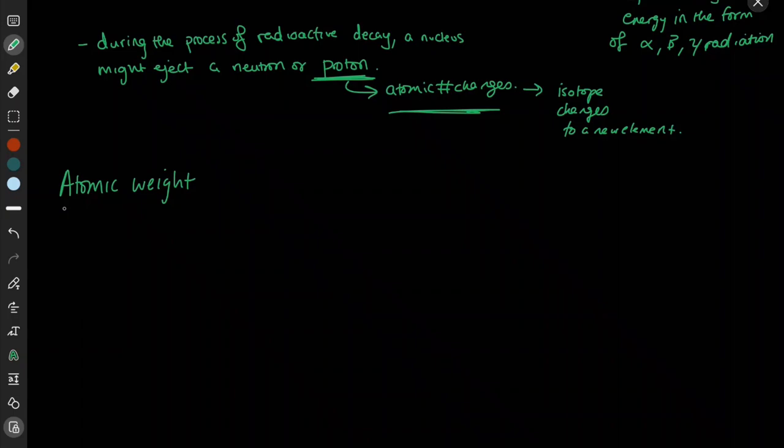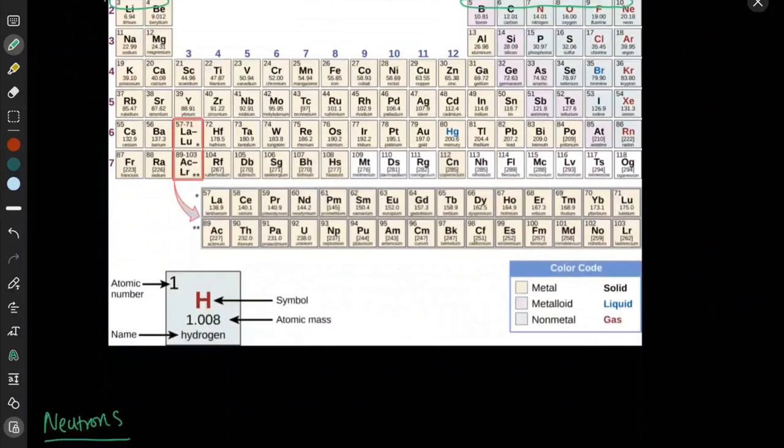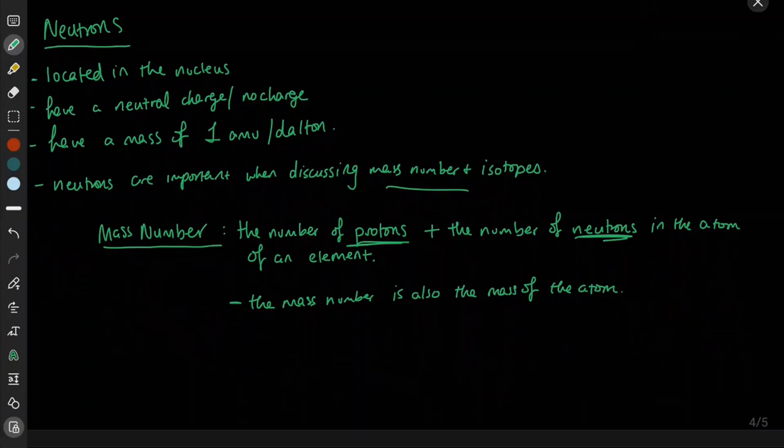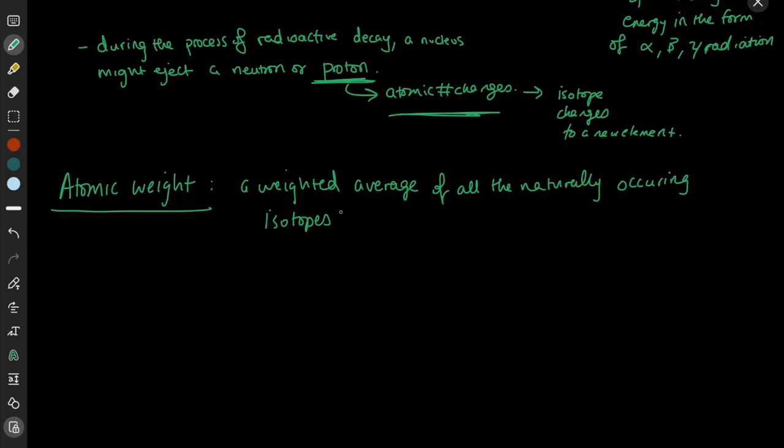Let's do a quick recap first. We talked about atomic number, the number of protons found in the nucleus of an atom of a particular element. We talked about mass number, which is the number of protons plus the number of neutrons. Now we talk about atomic weight. So what is atomic weight? Well, it's a weighted average of all the naturally occurring isotopes of an element in their normally occurring proportions.